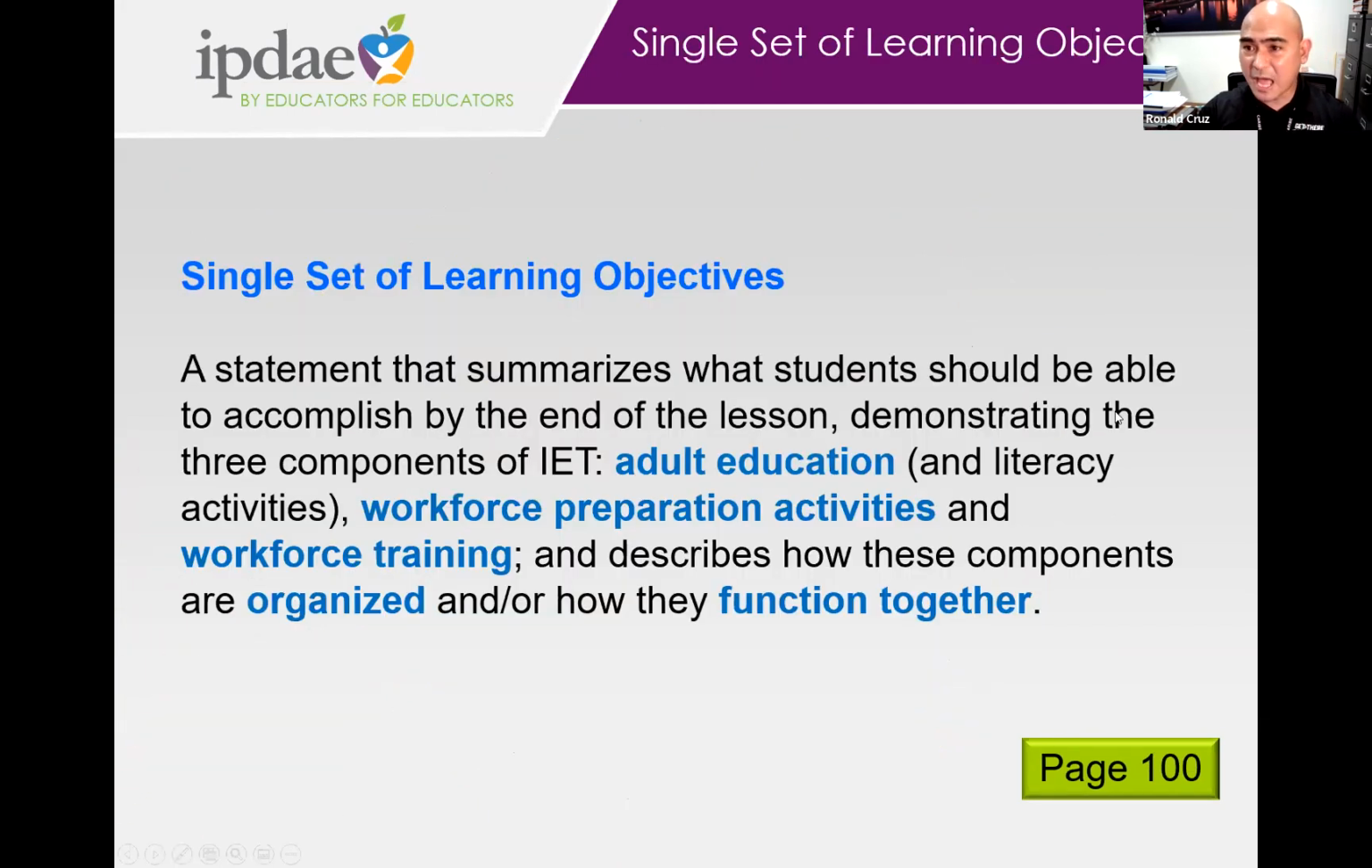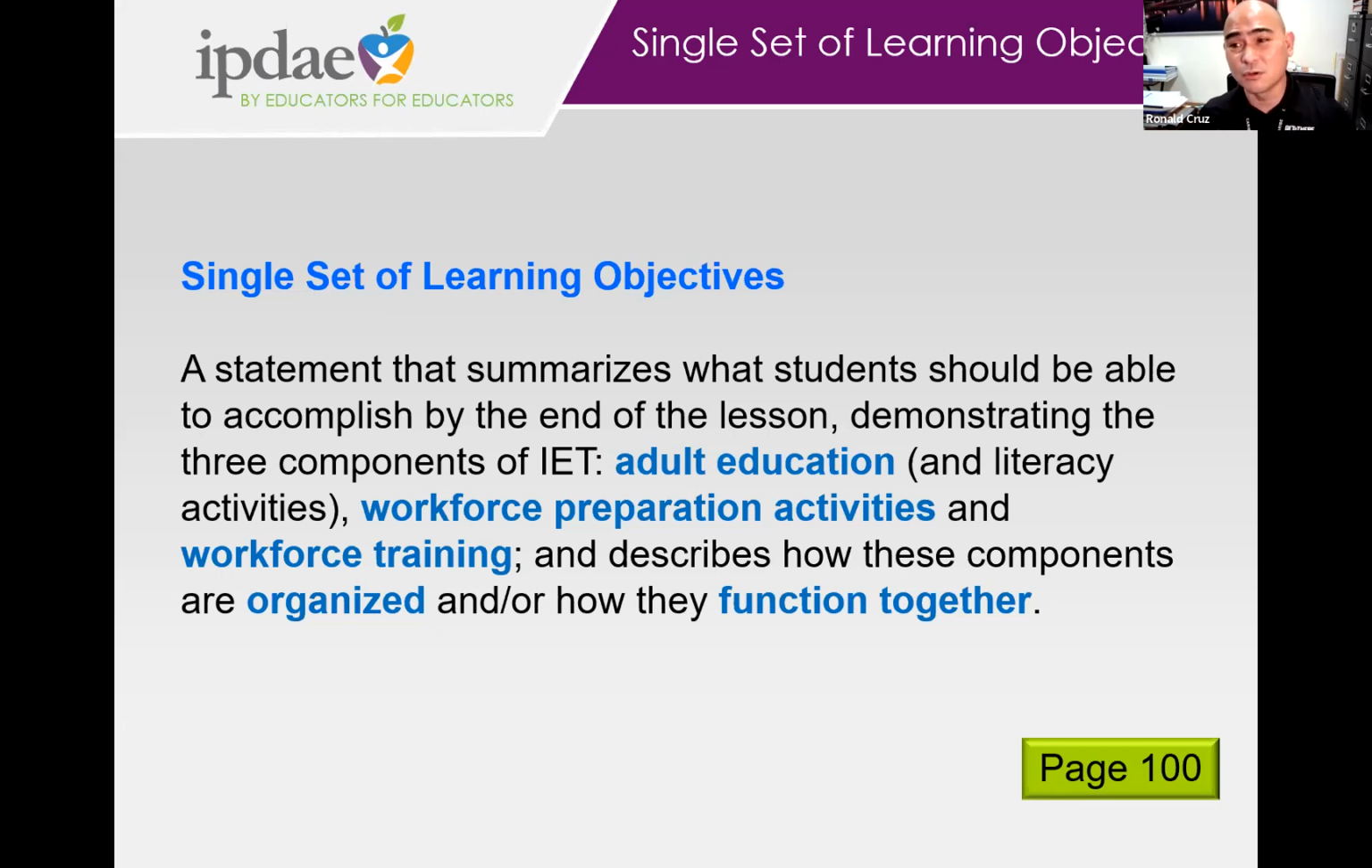And now from that point, you can create the single set of learning outcomes, because your contextualized activity has all the components of IET. It has the academic skill application. It has the career technical skill application. And you also have that workforce preparation or employability skills. You can, from that activity, develop your single set of learning outcomes, because the single set of learning outcomes simply states how all the components of IET are supposed to play out together in a particular lesson or activity, how they're supposed to be organized and how they're supposed to be functioning together.